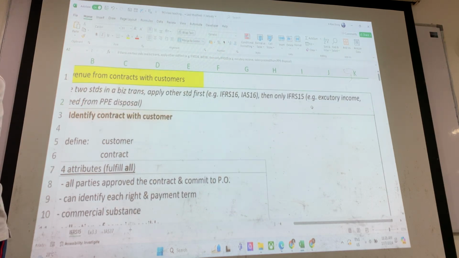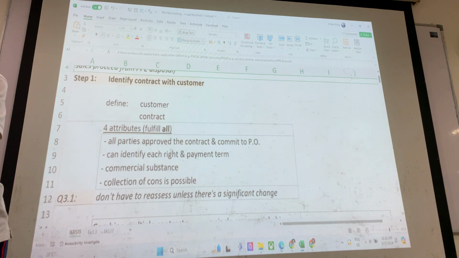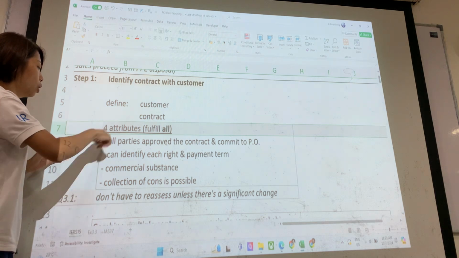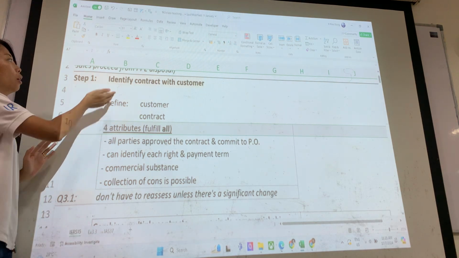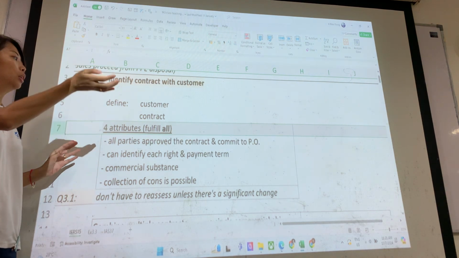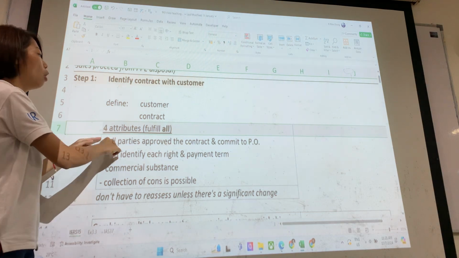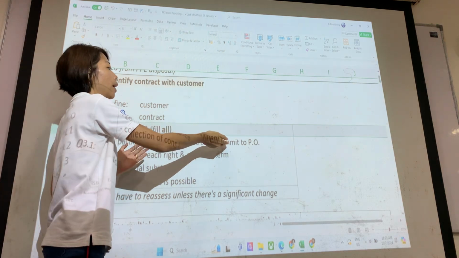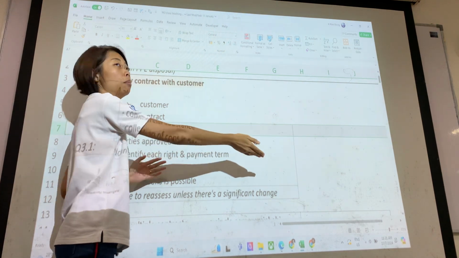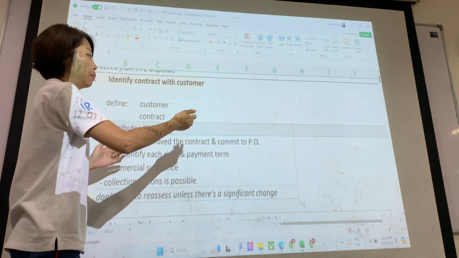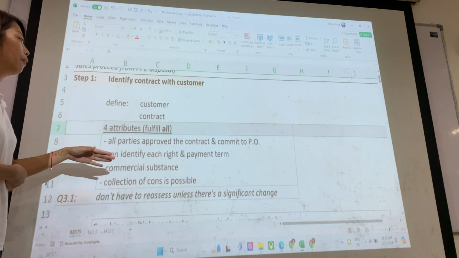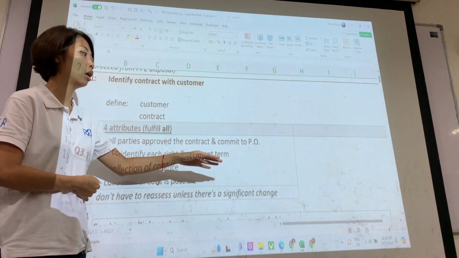We have to make sure that all 4 attributes are fulfilled. You have to make sure of this, then only you say we have identified a contract with customer. So which 4? All parties, normally it's 2 parties. So both parties approve the contract and commitment to performance obligation. PO is performance obligation, not PO box. And then we can identify each right and payment to the term.